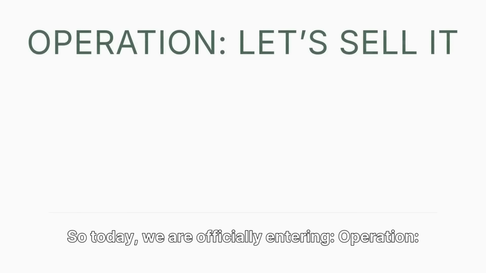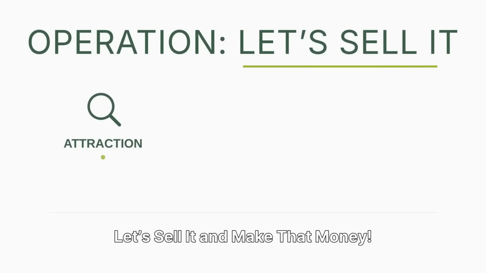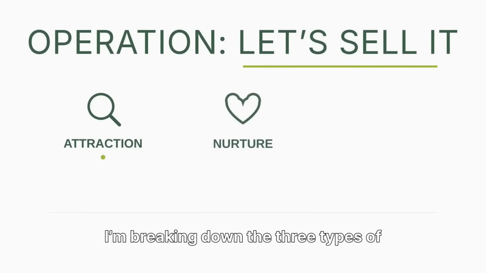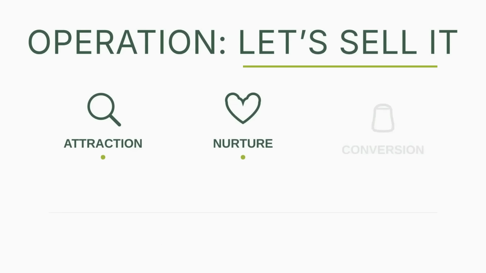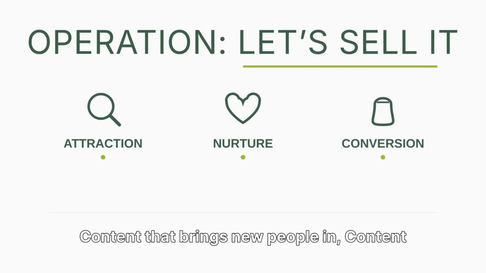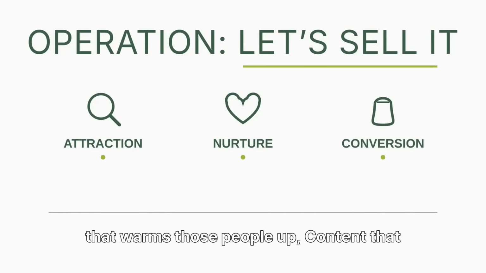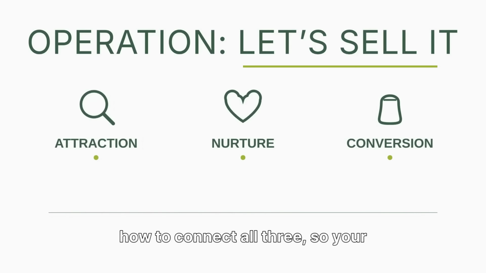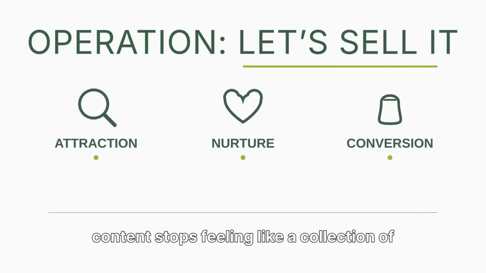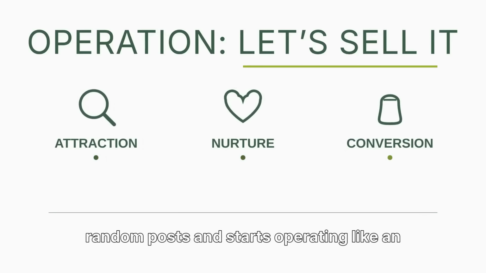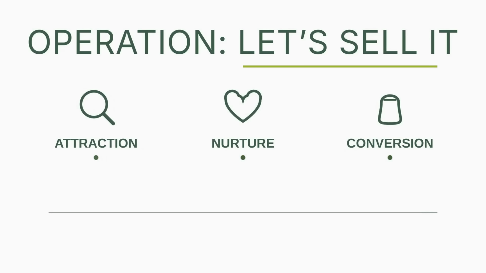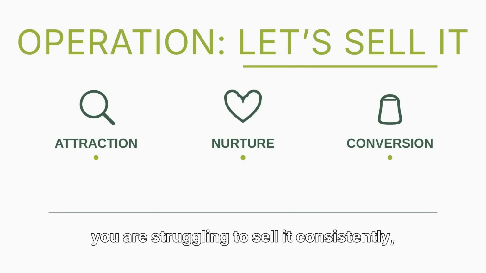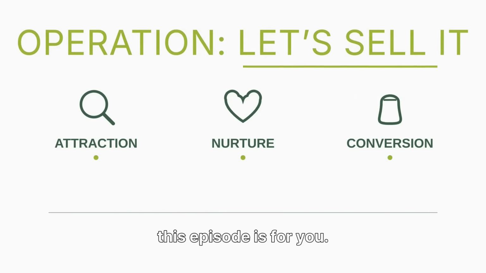So today, we are officially entering Operation Let's Sell It and Make That Money. I'm breaking down the 3 types of content you need to sell your product. Content that brings new people in, content that warms those people up, content that directly creates sales. And then I'm going to show you how to connect all 3 so your content stops feeling like a collection of random posts and starts operating like an actual sales system. If you already have a product but you are struggling to sell it consistently, this episode is for you.